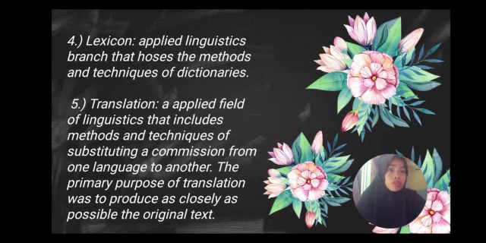Number 5, translation, an applied field of linguistics that includes methods and techniques of substituting a message from one language to another. The primary purpose of translation is to reproduce the original text as closely as possible.